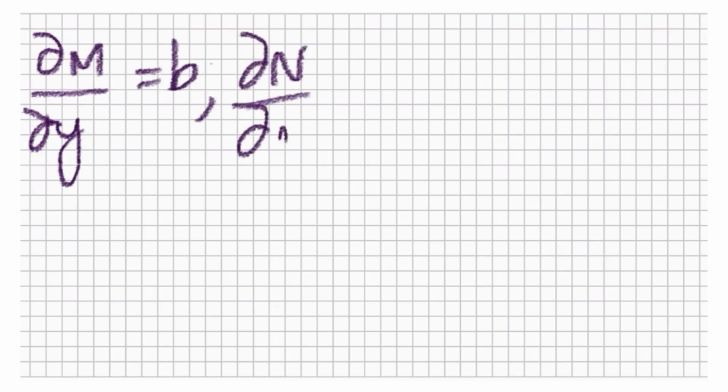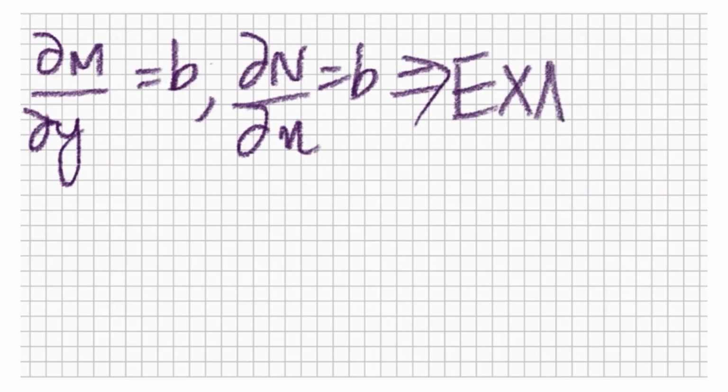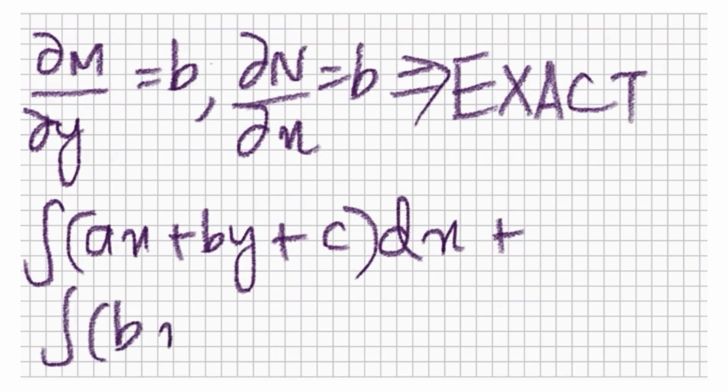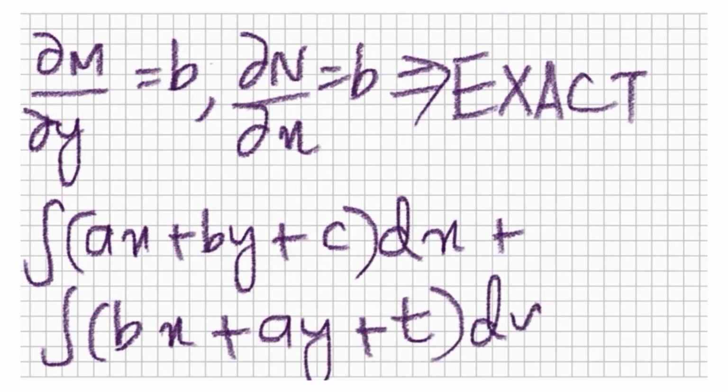And thus the solution is obtained as f(x, y) equals c, where c is an integration constant. If we take the partial derivative of M with respect to y and the partial derivative of N with respect to x, and both of those are equal, our equation is an exact differential equation. The next step is to integrate the dx terms under one integral and the dy terms under another integral.